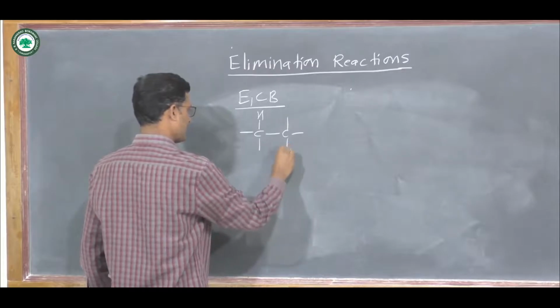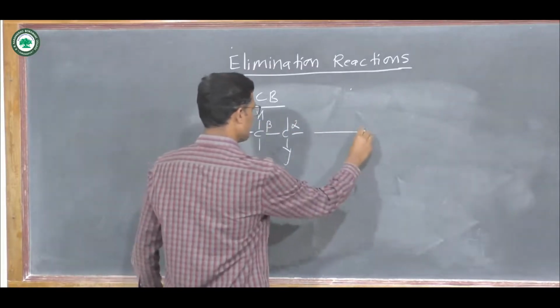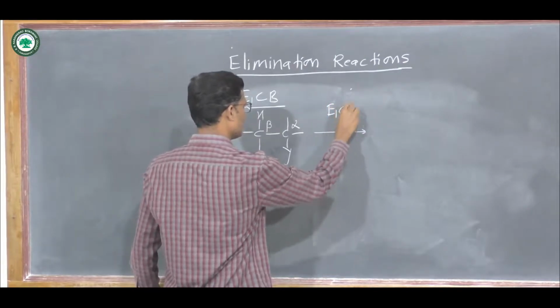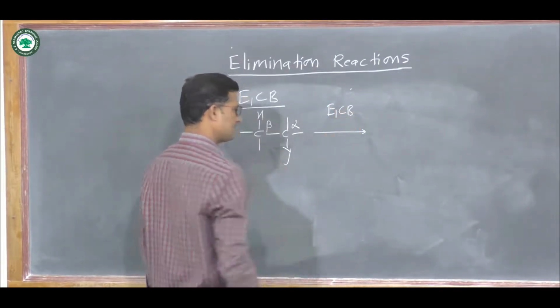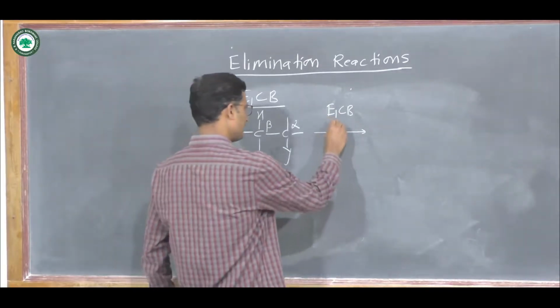We take this as Y. This is the alpha carbon. This is the beta carbon. Then the elimination reaction takes place. We call it E1CB, and these reactions have two steps, and we use a base.